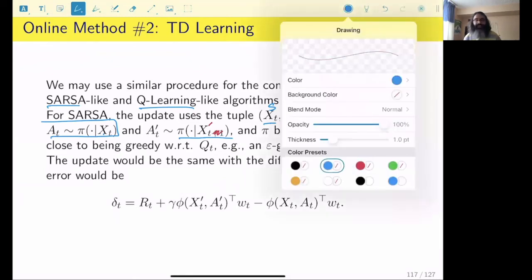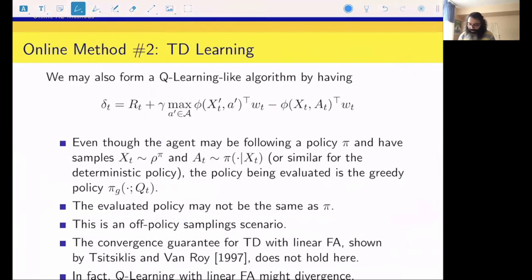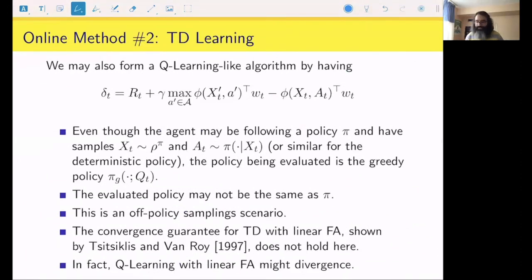But in practice, in many cases, it would be a trajectory. Everything would be similar, and the update rule would be the same with a TD error, in the form of reward plus gamma times phi of X prime of t, A prime of t, the whole thing transposed, times w_t, minus phi of X_t, A_t transposed times w_t. That's the SARSA algorithm. And we can do the same thing for Q learning, except that we have the max over actions here, but the rest would be the same.